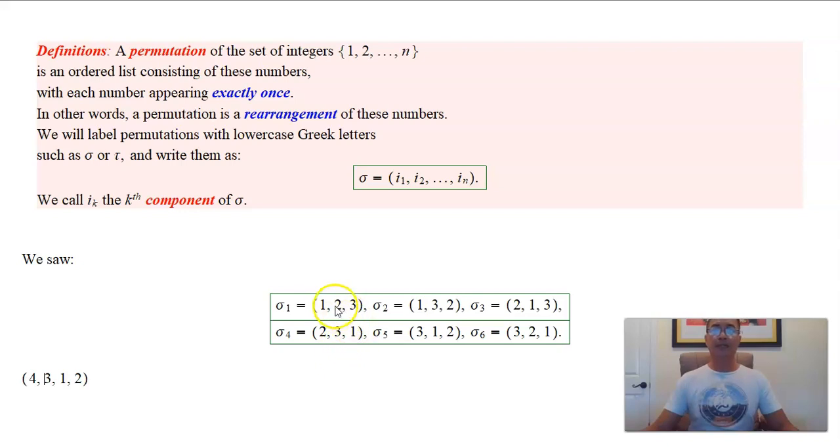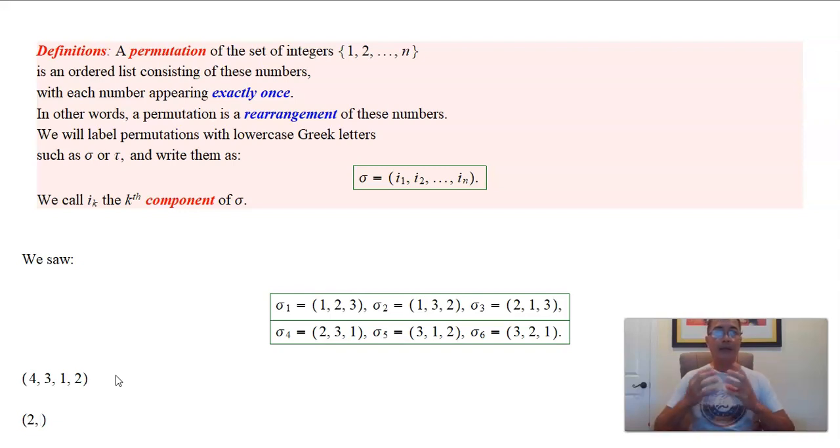So let's think about that. Each of these 6 can produce 4 permutations of 1 through 4. So the total number of permutations will be 6 times 4, or 24. What is another way to think about that? Well, we can start from scratch. Okay? So what if I make a permutation from 1 to 4, and I start the permutation with a 2.